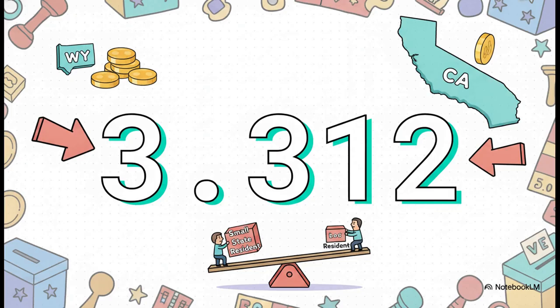Because a tiny population still gets an automatic 3 votes, smaller states end up having disproportionately heavier game pieces. In fact, research shows that residents of the smallest states can yield up to 3.312 electoral votes per resident compared to those living in the most populous states. So in this game, the pieces are absolutely not weighted equally.